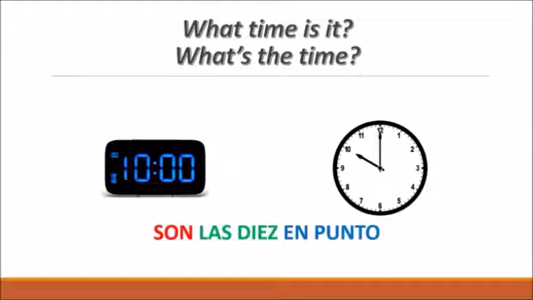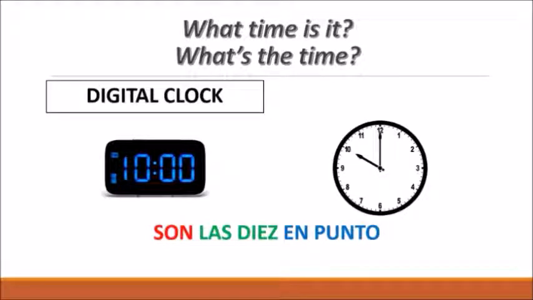Ahora bien, ¿cuál es la diferencia entre estos dos tipos de relojes? La diferencia está en la forma en que esa hora es expresada. El primer reloj, que es un reloj que ustedes están muy acostumbrados a usar seguramente, ya sea en el celular, en la computadora, en la tablet o en cualquier otro dispositivo, es un reloj digital. En inglés a eso lo llamamos digital clock. ¿Ok? En este tipo de relojes, la hora está indicada con el número que se encuentra a la izquierda de los dos puntos. Y el número indicado a la derecha de los dos puntos indican los minutos.